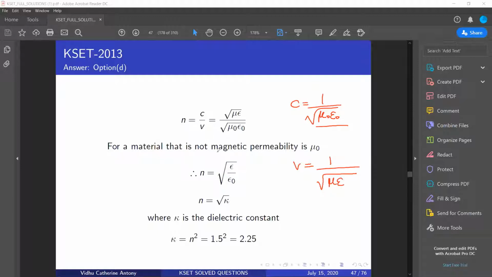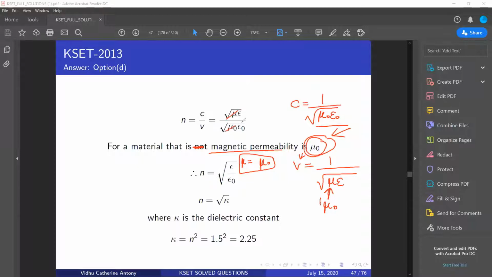So for a material that is not magnetic, the permeability is mu naught. I think I messed this up. For a material that does not have magnetic permeability, you have a mu naught. So mu is equal to mu naught. That's what you're saying here. So for this material that your wave is moving in, the value of mu will be mu naught. Now n is equal to root of, what do you get?